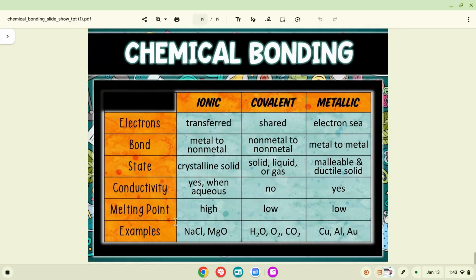This is a little chart for you. I don't know if this appears on your notes. I think it doesn't. But this is just like a kind of a cheat sheet for this. So what happens to the electrons? What kind of bond is it? What state would it be in?